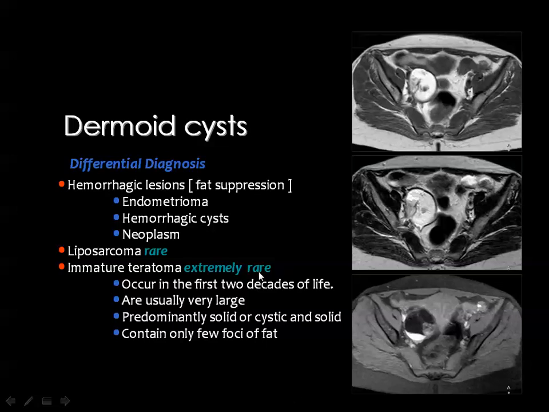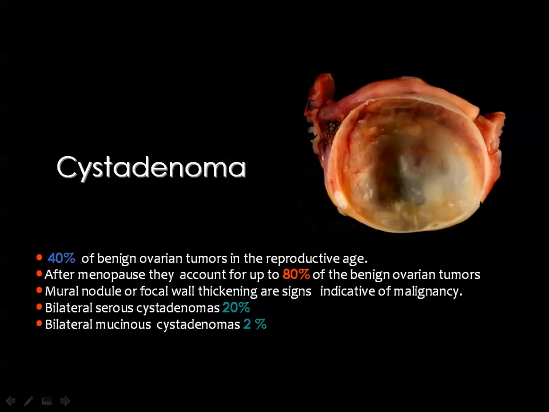Most of other lesions containing fat in the ovary are extremely rare, like liposarcoma and immature teratoma. In cystadenoma, we have two types, the serous type and the mucinous type.